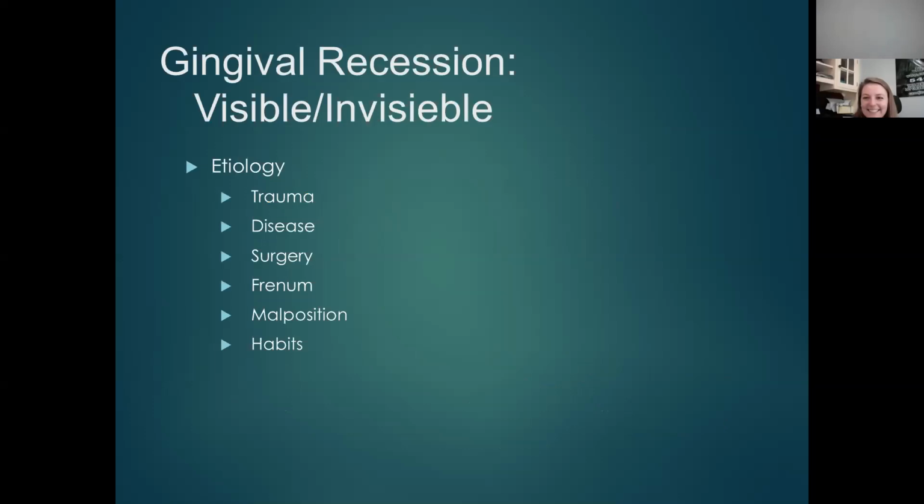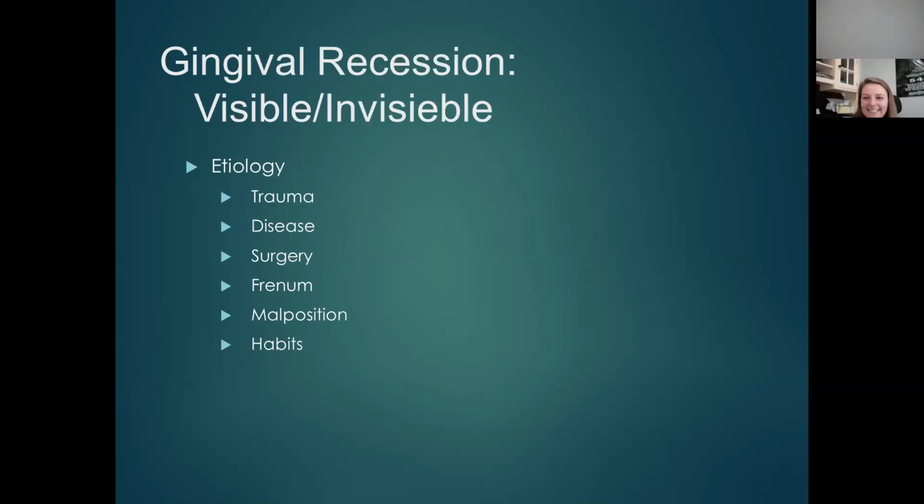So gingival recession, is it visible or invisible? Visible recession, you can see it. You see the CEJ, you see the root surface. Invisible recession, did I spell that correctly? Is where the gingival margin might be at the same level, but you're getting a pocket reading. That does not look right to me.